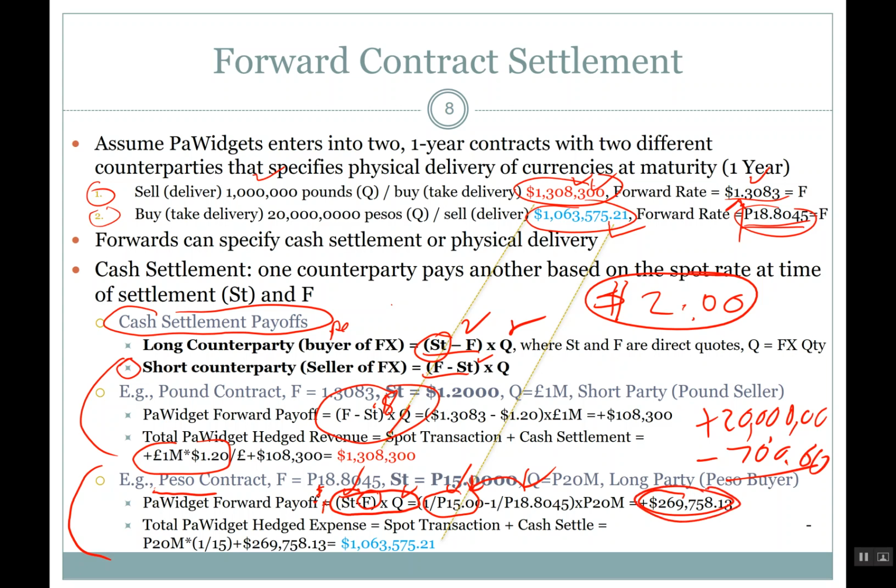They get paid. So when they go and buy their 20 million pesos at that shitty exchange rate of 15, it doesn't matter because they just got a check from BAML or Goldman Sachs for 269. They're still paying $1,063,000. They're locked in. So it doesn't matter. It's just the other side of it. They're locked in. So that's all we're about. Yeah, locking it in. So we can forget about the details at this point and just say it doesn't matter.